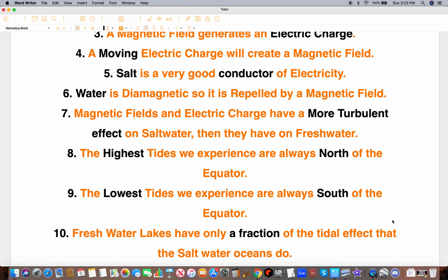So they are affected by the magnetic field, but not to the point where they have turbulent high and low tides. Okay, so yes, fresh water is affected by the magnetic field, but it doesn't have the same effect on it as it does on salt water.